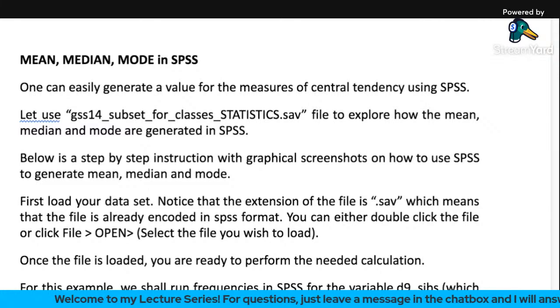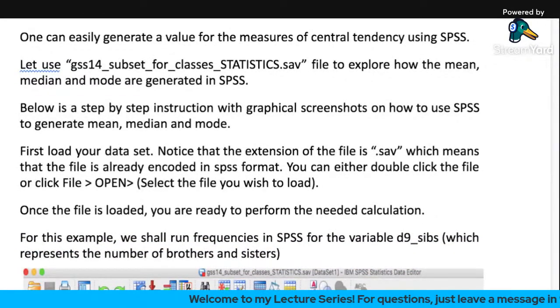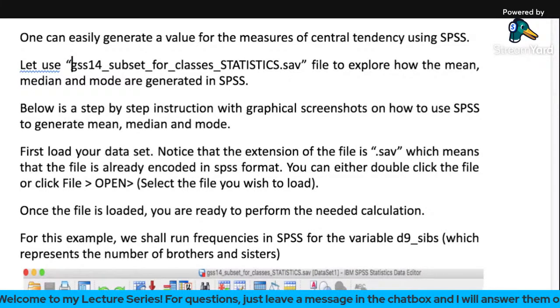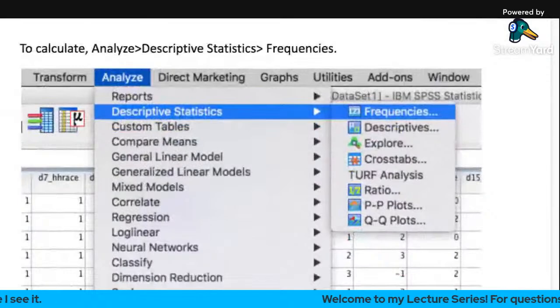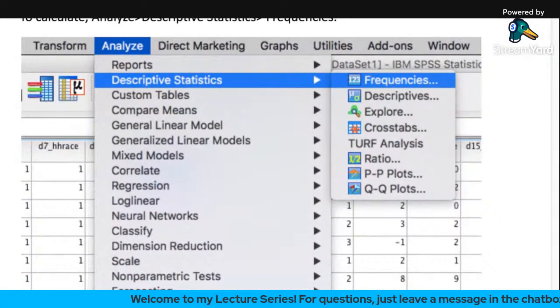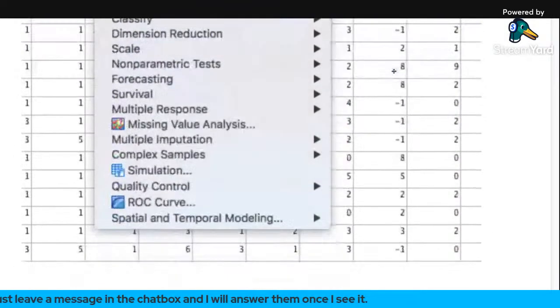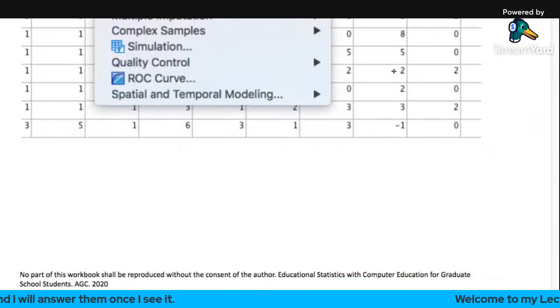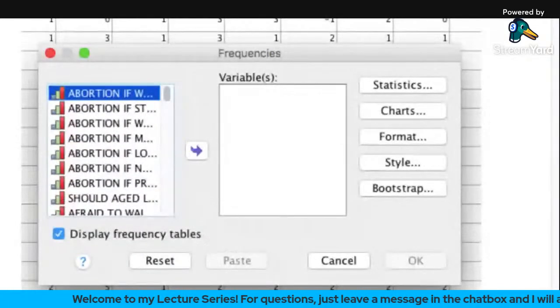So, yun. Pwede nyong i-follow yung ating module doon sa kung paano mag-compute, no? Okay, there's may step na. So, do you already have the GSS 14 subset for classes statistics.sub file, right? So you already have that. So you just follow the instruction here on what you're going to do para makita mo kung paano i-compute yung ating measures of central tendency. So usually, makikita natin siya dito sa frequencies. Okay? Sa frequencies. And like what I was saying kanina, so you just put the variables here na gusto nyong tignan, kung gusto nyong i-computean ng central tendency ng mean, median, or mode.